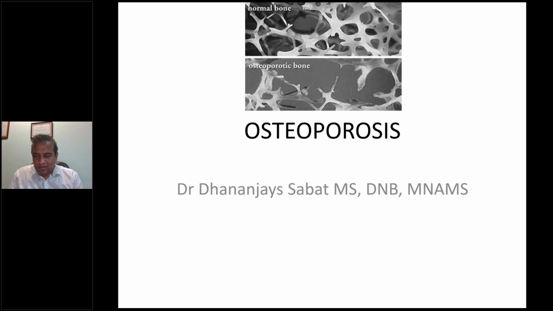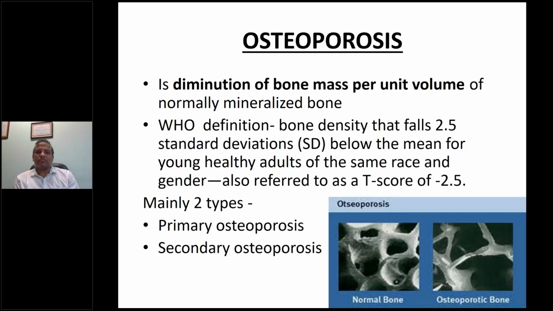The next part is osteoporosis. We come to osteoporosis. What is osteoporosis? Osteoporosis is actually diminution of bone mass per unit volume of normally mineralized bone. So till now we have discussed rickets and osteomalacia, where mineralization is defective. But in osteoporosis, the mineralization is normal, but there is loss of bone mass per unit volume.